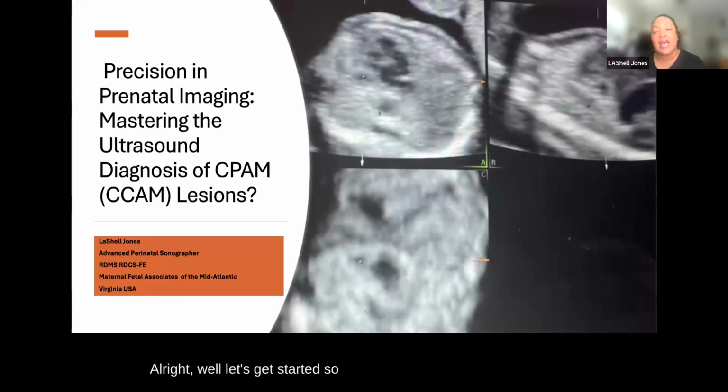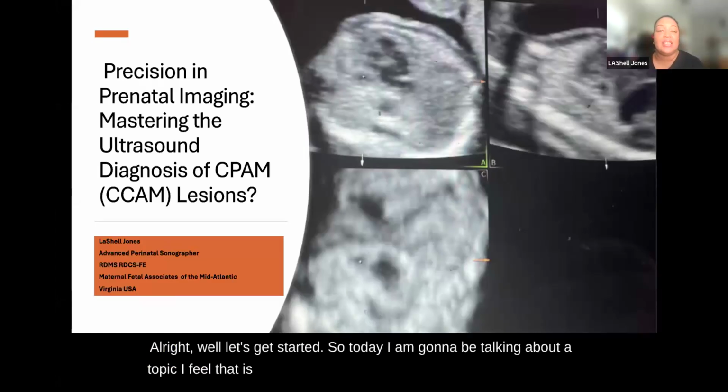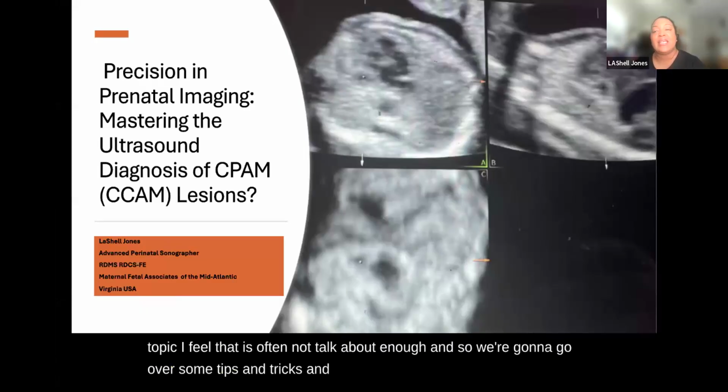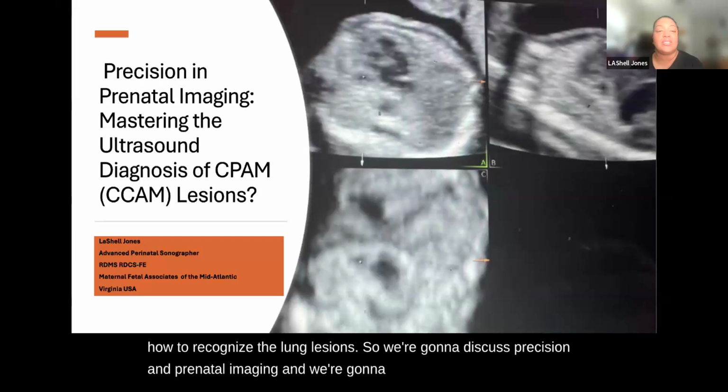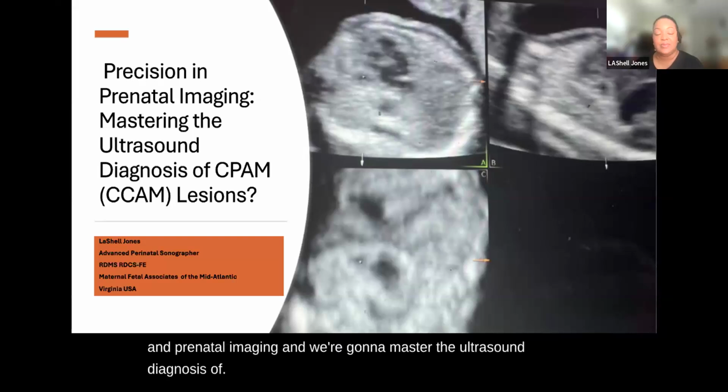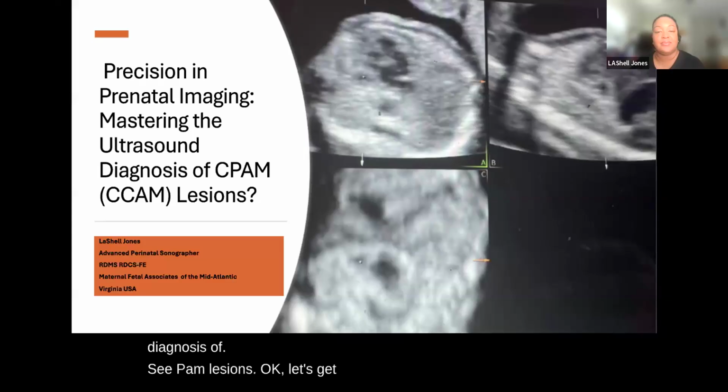So today I am going to be talking about a topic I feel is often not talked about enough. We're going to go over some tips, tricks, and techniques on how to recognize lung lesions. We're going to discuss precision in prenatal imaging, and we're going to master the ultrasound diagnosis of CPAM lesions. Okay, let's get started.